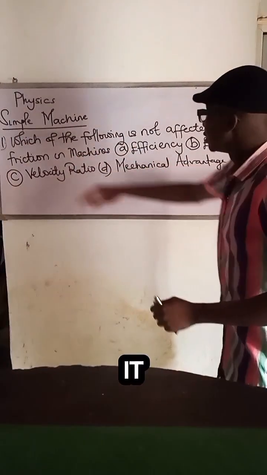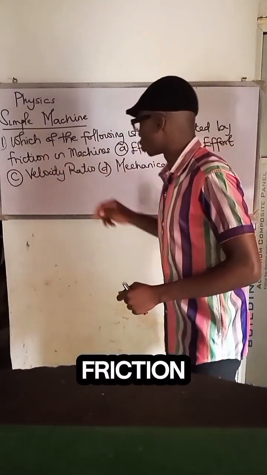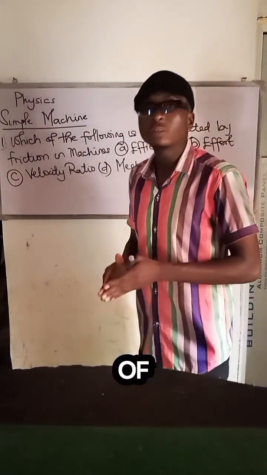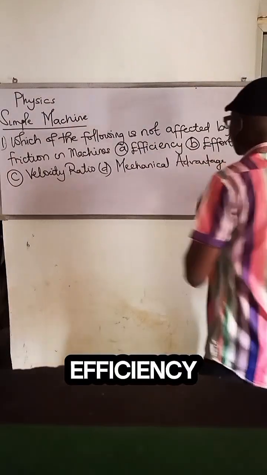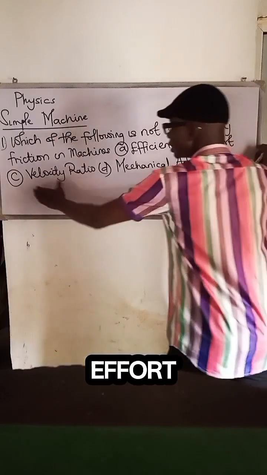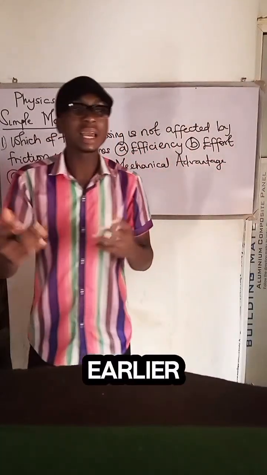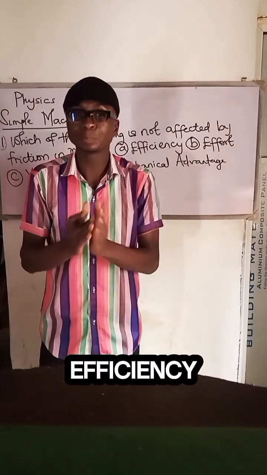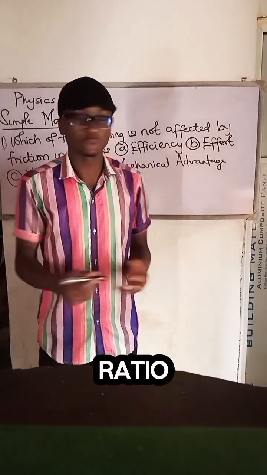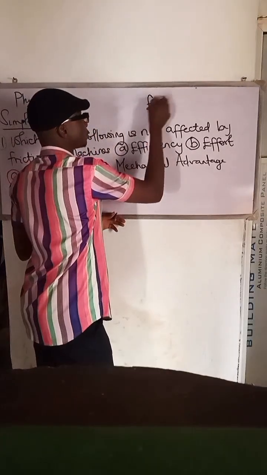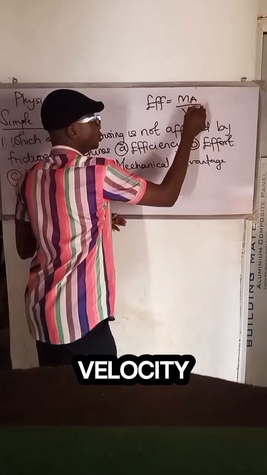Question number 1. It says, which of the following is not affected by friction in machines? A. Efficiency. B. Effort. C. Velocity ratio. D. Mechanical advantage. Now, earlier we talked about efficiency, and we said efficiency is the ratio of mechanical advantage to velocity ratio.